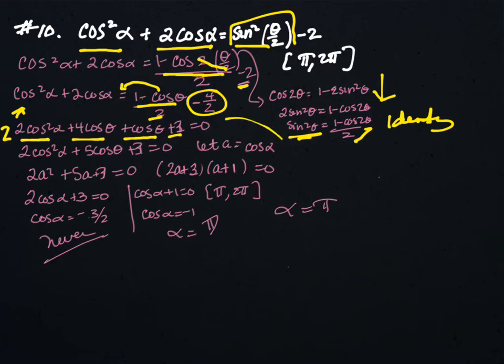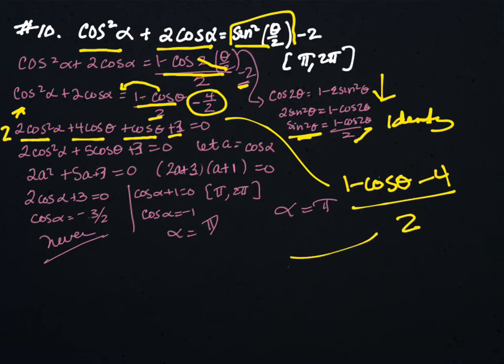So, I'm sorry, let's look at this side. This side would be 1 minus cosine alpha minus 4, all over 2. And then I multiply the other side by that 2. So this becomes negative cosine alpha minus 3. And if I add those things back to the other side, that's where I get this cosine alpha plus 3. All right, so what do we have? We have 2 cosine squared alpha plus 5 cosine alpha plus 3 equals 0.